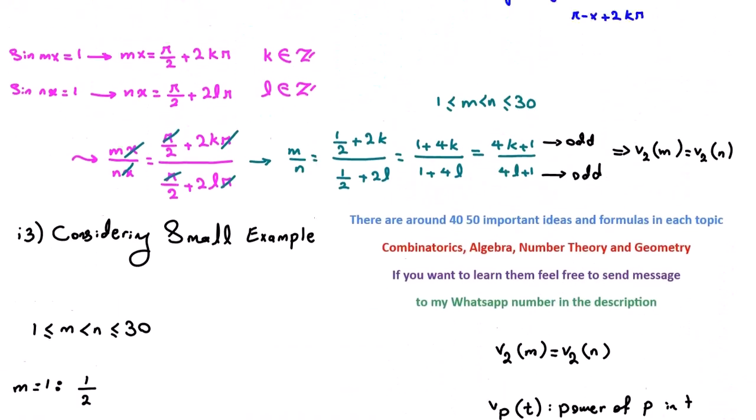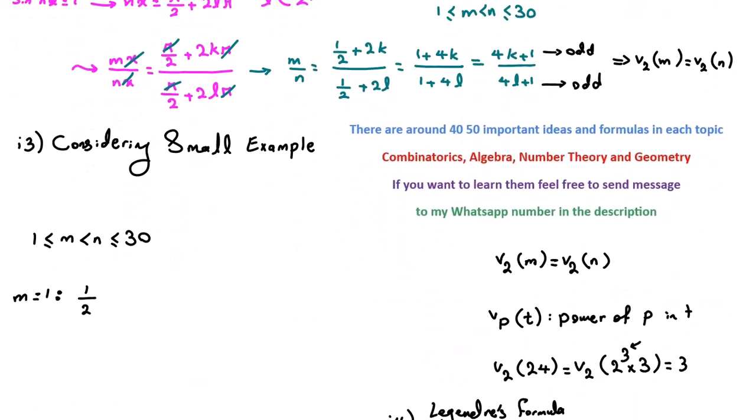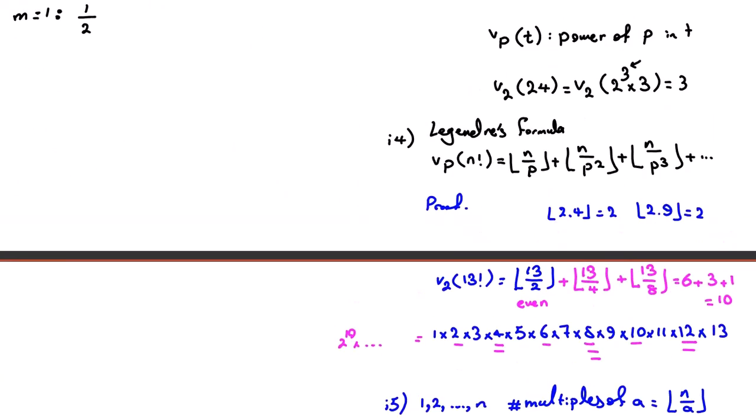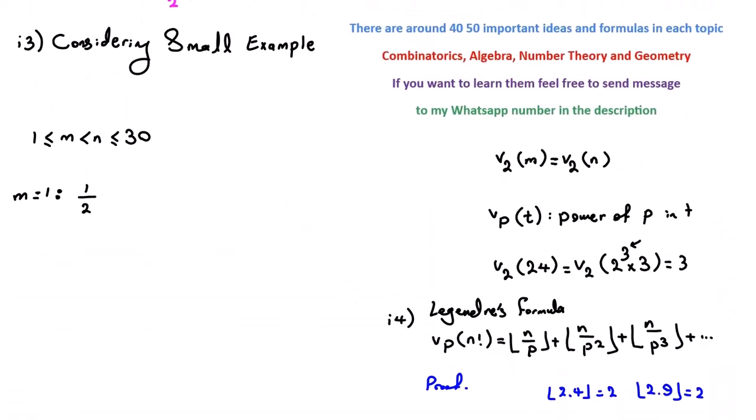And look, we don't want to solve only this problem. We want to consider different aspects, and I tell you important ideas that may be useful, for example, in other problems of AIME and other exams. So when m is 1, we say 1 over 2 is not good. We said V2 of them should be equal. So next one, we should check 1 over 3.